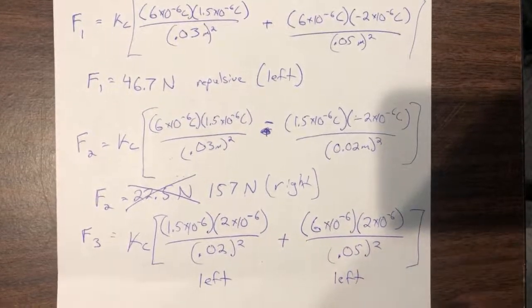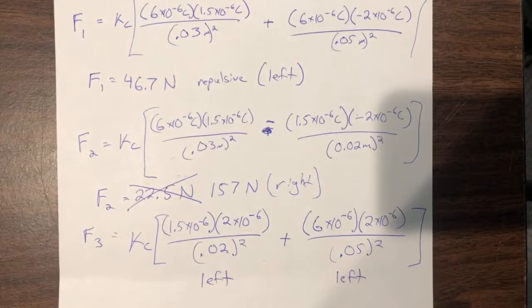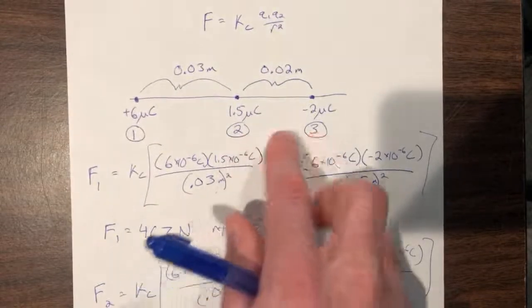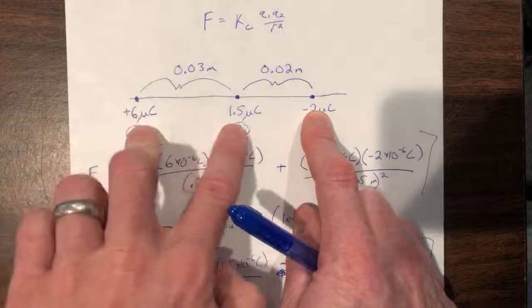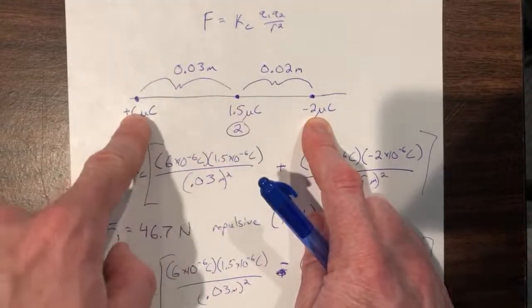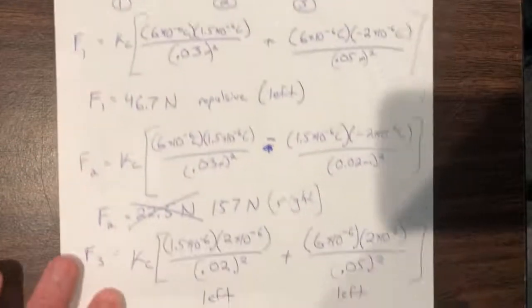And so when we add them together, those two forces are going to add together and push it to the left. And how do I know that? I know that simply by looking at this diagram and saying, okay, this is a negative and these are both positive. So this negative is going to be attracted to that one and it's going to be attracted to that one. And so those two attractions are both going to be going to the left.